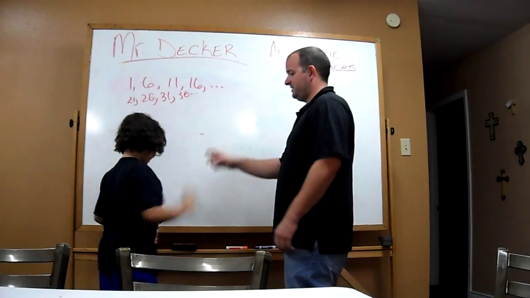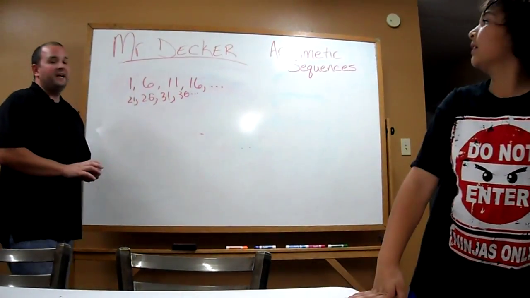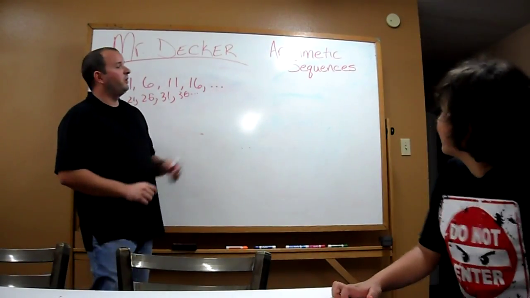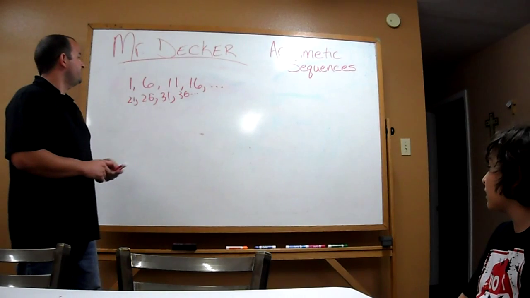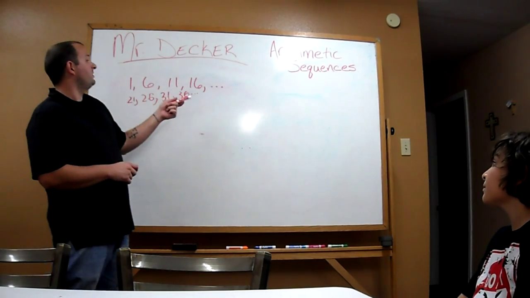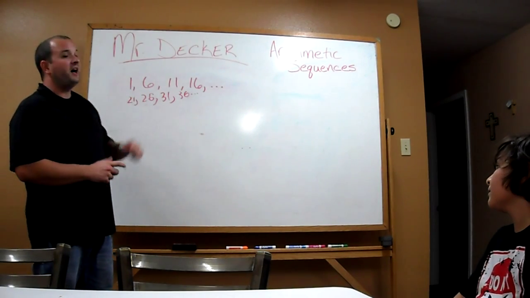Alright, good job, buddy. Sit down. Thank you. Alright guys, so that was our little lesson for today. We went over arithmetic sequences. And just to recap, an arithmetic sequence is a set of numbers that follow a particular pattern. Like the one on the board, the pattern is +5.